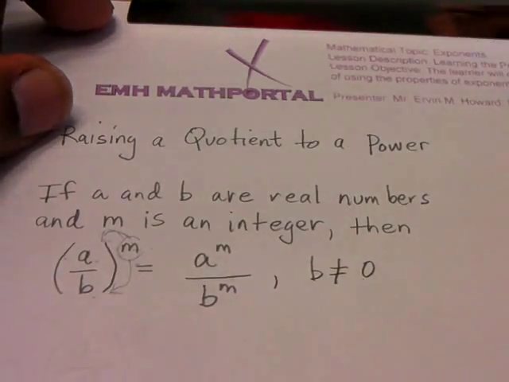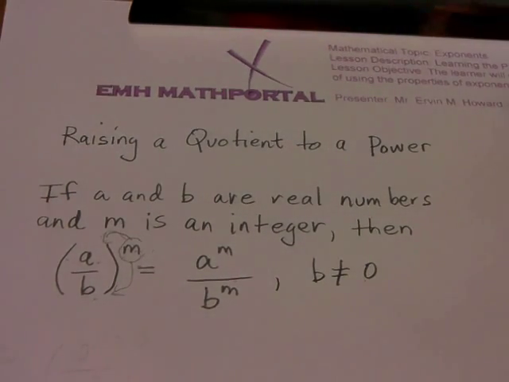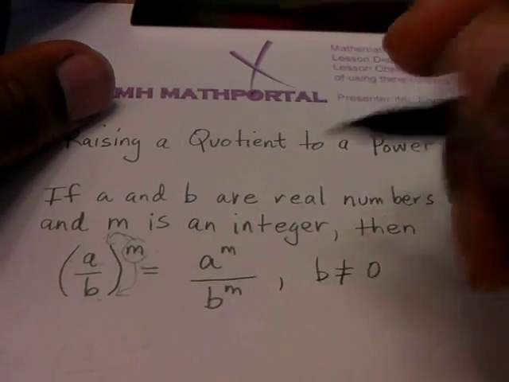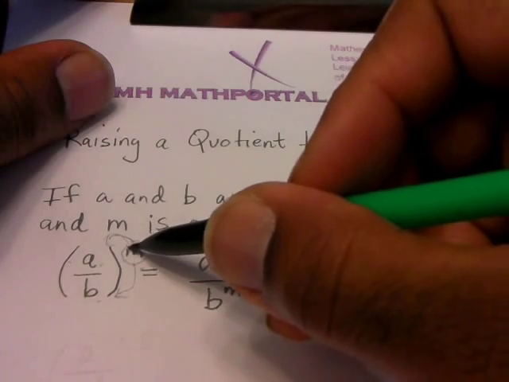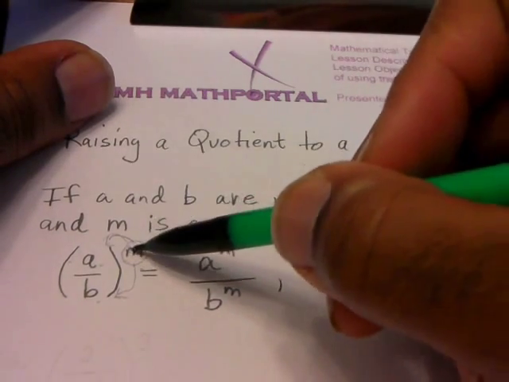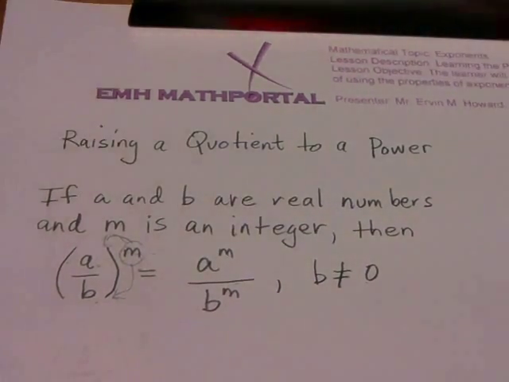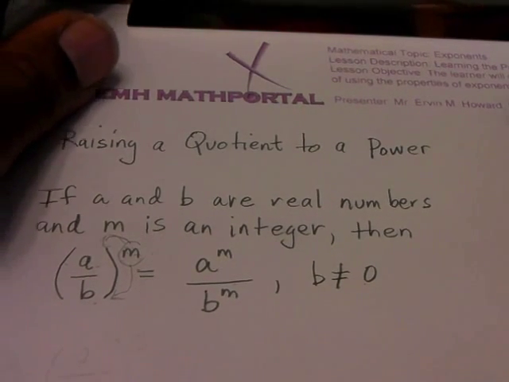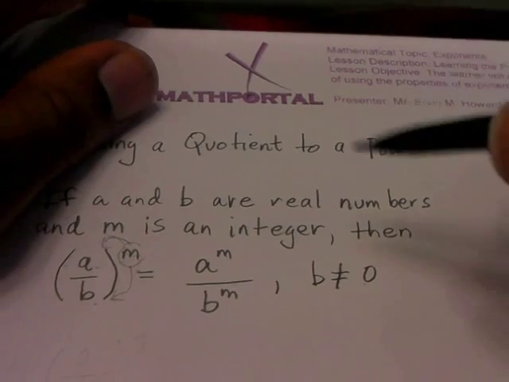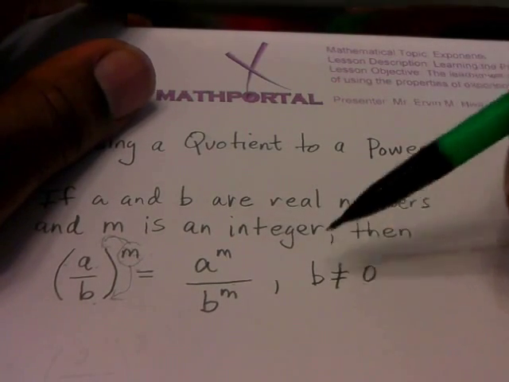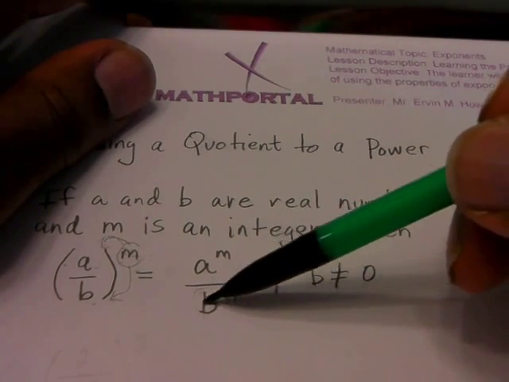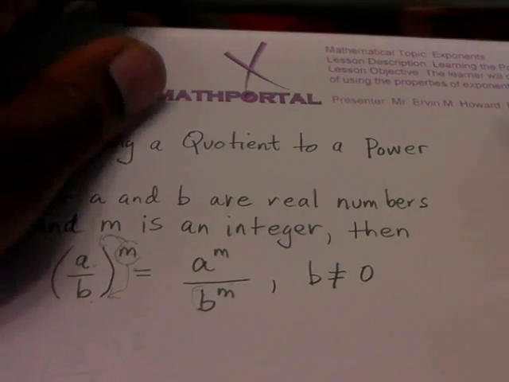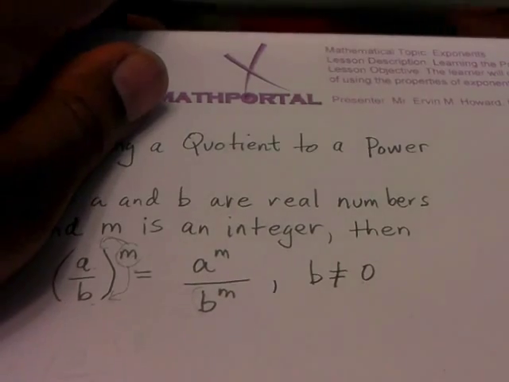We'll do some examples to show you what we mean if you have more than one base in the numerator and denominator. You'll raise each base with a distribution of the raised power according to this formula, just like what we did last time with products. And B must not equal 0, meaning that 0 cannot exist in the denominator, and that's usually the rule of thumb. Okay, let's look at some examples.